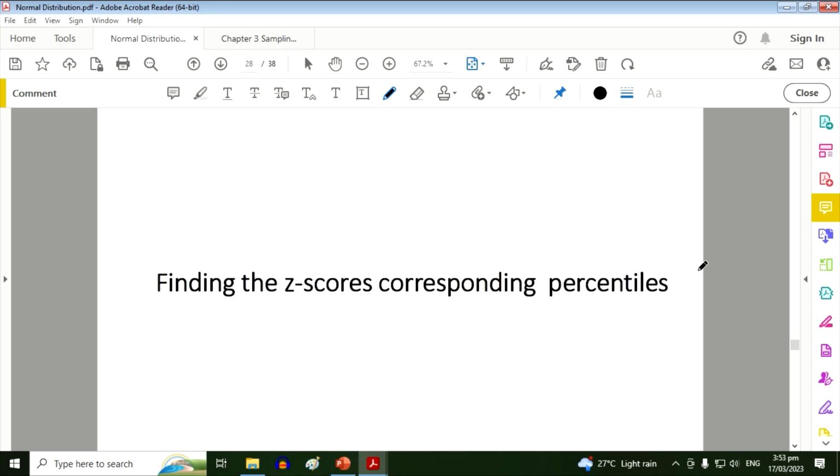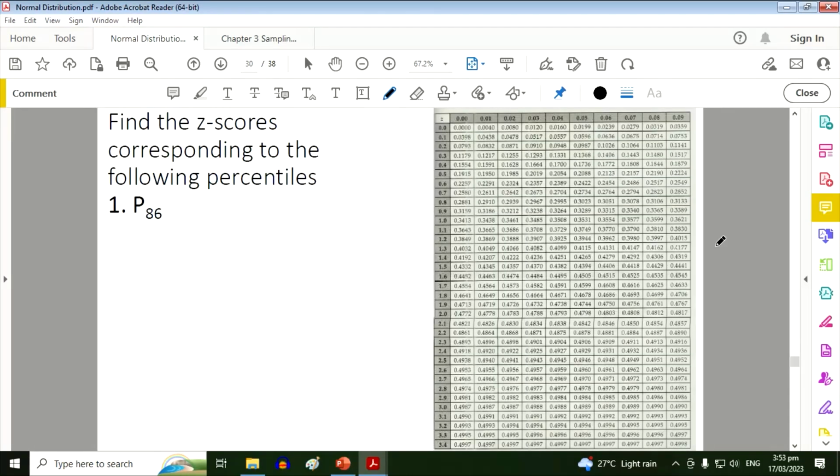So now let's find the z-scores corresponding to percentiles. Find the z-scores corresponding to the following percentiles. Number 1, the 86th percentile. When we draw the normal curve, the 86th percentile means 86%. Take note that half of the normal curve is 50%, so since this is 86%, 86 minus 50 is 36. So we're left with 0.36 here. Therefore, this is the 86th percentile.